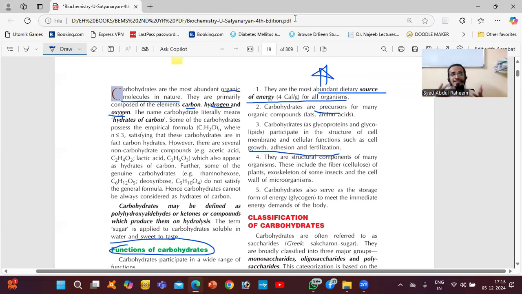The first function is as an energy source. Second is to make other compounds. Third thing is for cell growth, cell fertilization, cell adhesion. And the fourth thing, they are structural compounds of many organisms. These include the fiber in plants, the exoskeleton of some insects, and the cell wall of microorganisms. So basically, they are structural components also, like in plants and in insects, which have a skeleton.